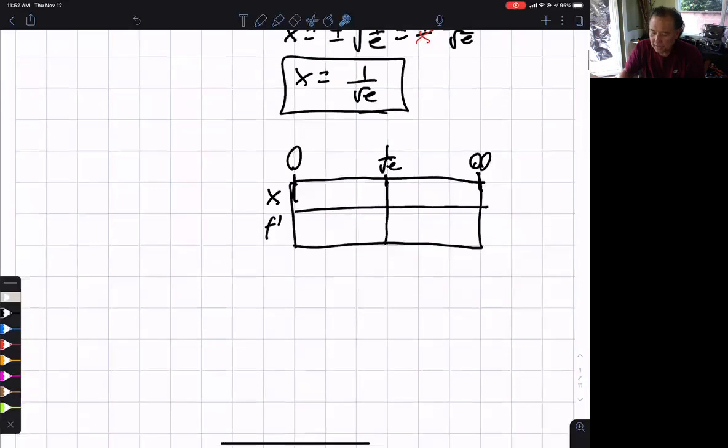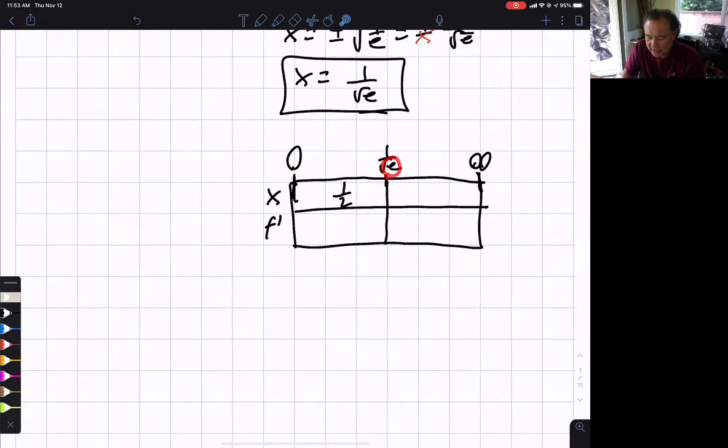So, why are we making this chart? Between 0 and 1 over radical e, the function is either always increasing or always decreasing. It cannot change directions because it only changes directions at critical points, and there's only one. So we need to pick a number between 0 and 1 over radical e. I think 1/2 fits that, and I'll tell you why. And one bigger than that.